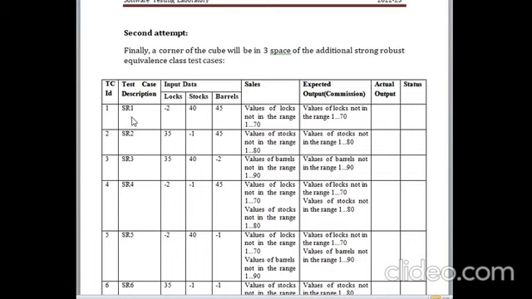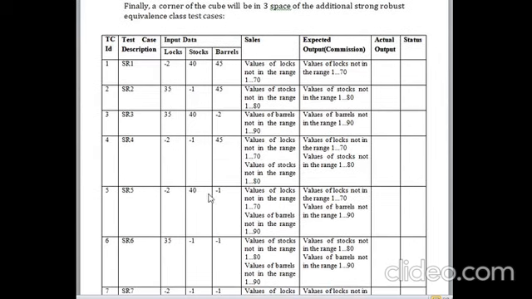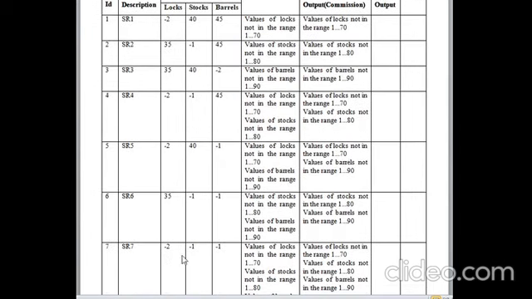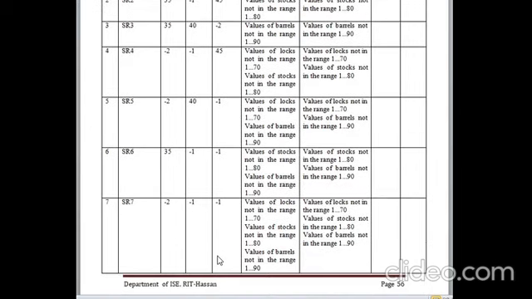So in the first one of the strong robust we give -2, 40, 50, the locks value is the weak robust value, the sales is not in the range, and the expected output is also the same. Starting from the third we give the same weak robust values. So come to the fourth one, we give 2 input values that are out of range values, -2 and -1. So all 3 we give out of range values. So this is the strong robust, starting with the weak robust and completed with the strong robust for the test cases.